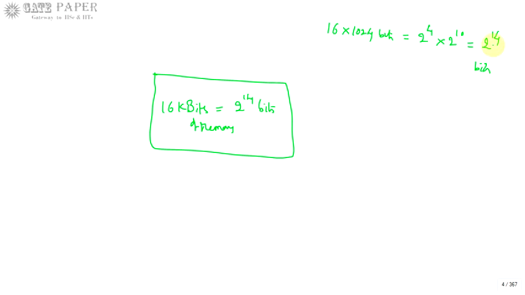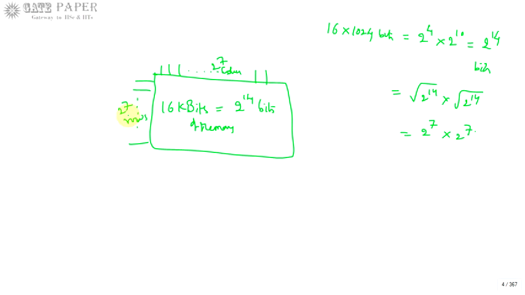For that, this 2 power 14 is going to be arranged as square root of 2 power 14 into square root of 2 power 14. The square root of 2 power 14 is nothing but 2 power 14 by 2. So it will become 2 power 7 into 2 power 7. So there are 2 power 7 columns and 2 power 7 rows. Total is 2 power 7 columns, 2 power 7 rows.